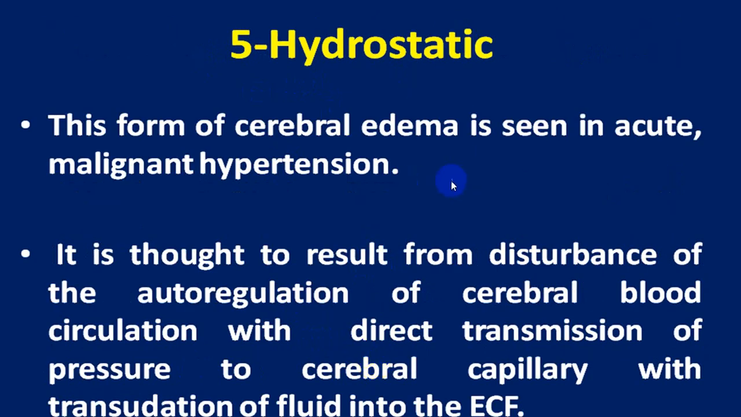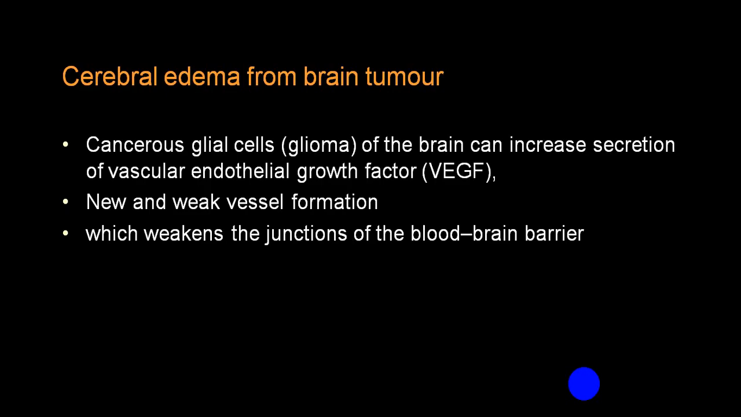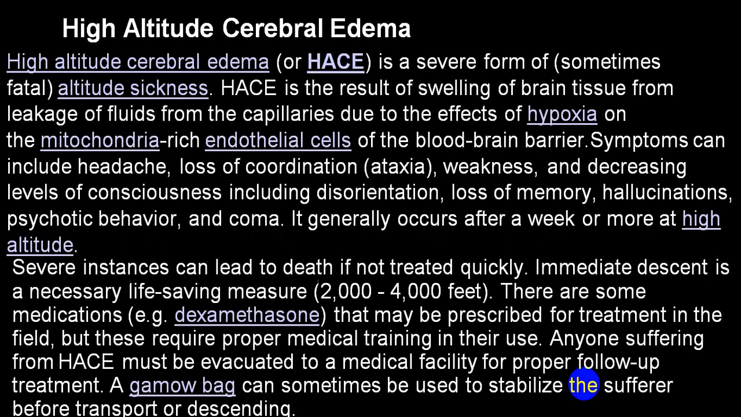Hydrostatic is mainly because of malignant hypertension or sudden shoot up of blood pressure, where the autoregulation of cerebral blood flow will be disturbed, and that will give rise to transudation of fluid from the vascular compartment into the extracellular compartment. So that will be a hydrostatic variety. So these are all the 5 classical common varieties. We already mentioned that in case of a brain tumor, there is damage to what we call the blood-brain barrier system, and that can give rise to seepage of fluid from the vascular compartment into the extracellular compartment.